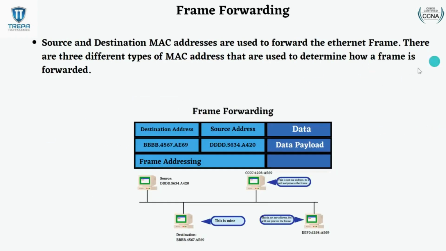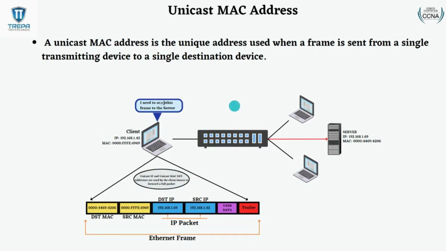And then we have 3 different types of MAC addresses, or 3 different ways we forward these frames. Let's jump right into this. We have a unicast MAC address, which just means one-to-one communication. You're just sending it to one device on your network. We can see here this is the client trying to talk to the server, and this is the entire Ethernet frame. You can see this layer 2 header encapsulating the layer 3 header, right? And it knows the destination MAC address of that server.